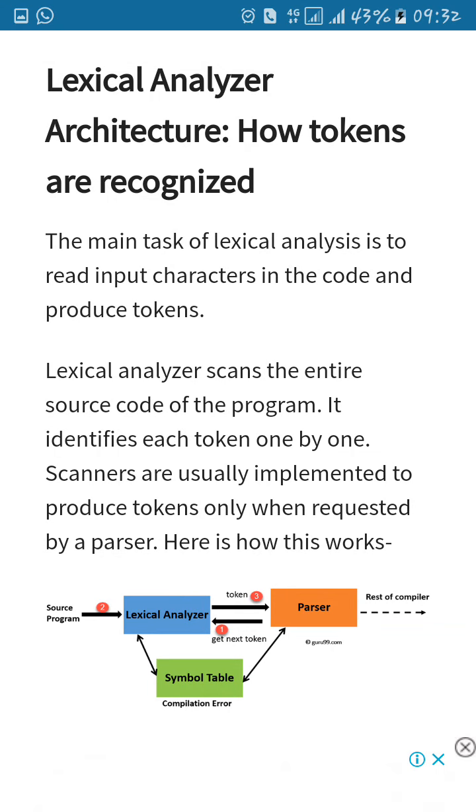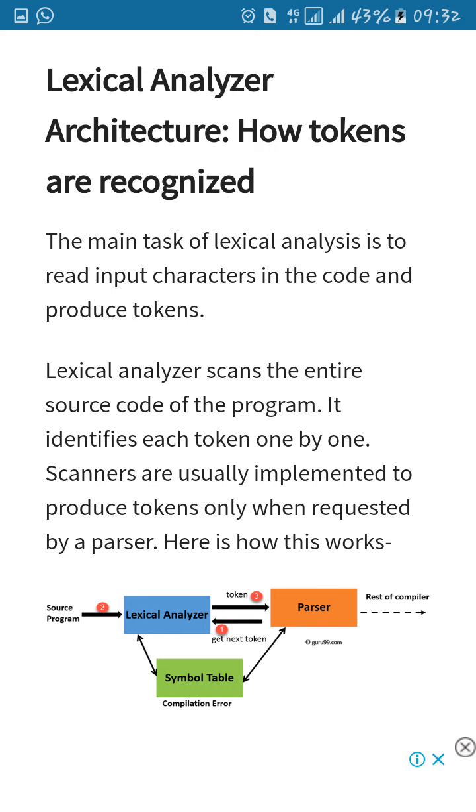Hello friends, today we are going to discuss the lexical analyzer architecture, or how tokens are to be recognized. This is also called the role of the lex. So what is lex? Lex is also called a lexical scanner. The responsibility of lex is to create the token for the given input string. We already discussed tokens in the last lecture. Tokens are nothing but the category or class of the given input string.